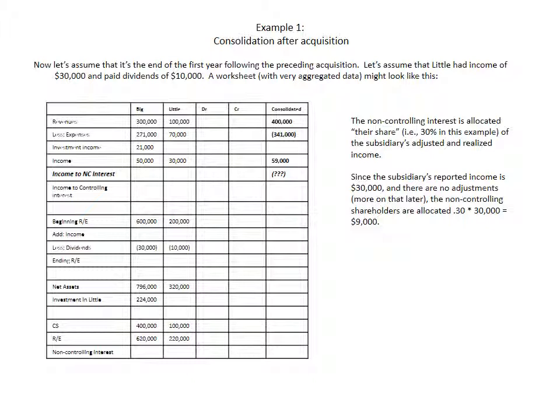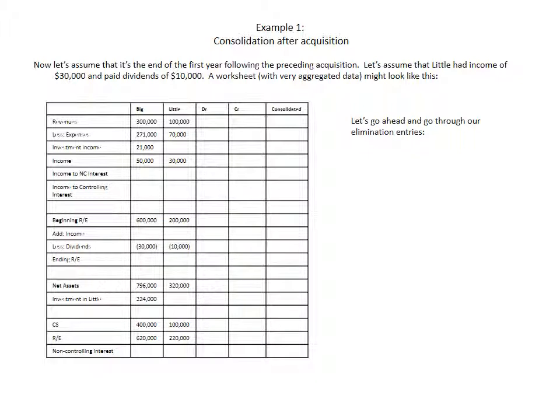Okay, so we're going to go ahead and allocate the non-controlling interest their share, in this case 30%, because that's their ownership stake, of the subsidiary's adjusted and realized income. The subsidiary's reported income is $30,000, and there are no adjustments in this case. We'll talk more about that later. So the non-controlling shareholders get 30% of $30,000, or $9,000. So of the combined earnings of $59,000, the non-controlling shareholders get allocated $9,000, which means $50,000 left for the controlling shareholders.